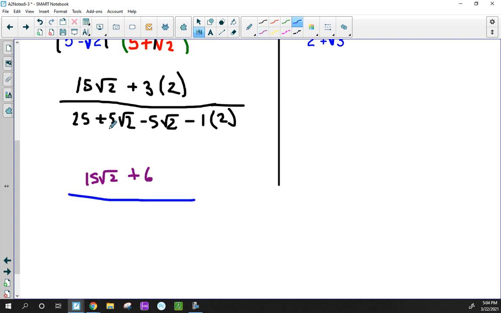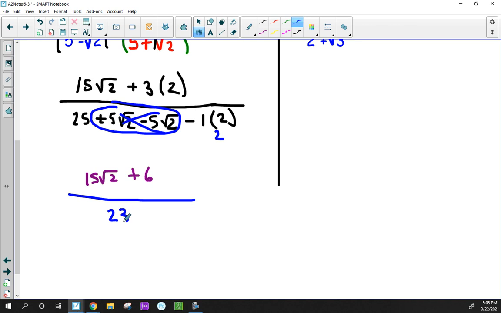Let's go to the bottom. These are like radicals. I have the same index number. I have the same radicand. We're in add subtract mode right now. 5 minus 5 is 0. 0 times anything is still 0, so they cancel. I have 25 minus 1 times 2. Well, that's just negative 2. So 25 minus 2 is 23.